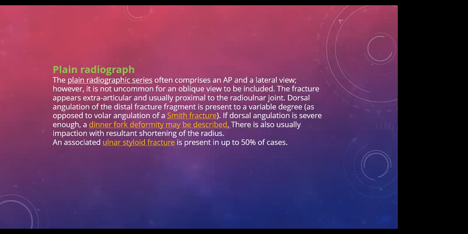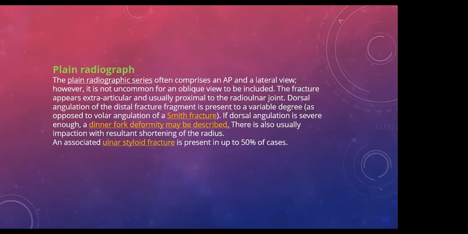The plain radiography series often comprises AP and lateral views. It is not uncommon for an oblique view to be included. The fracture appears extra-articular, usually proximal to the radio-ulnar joint. Dorsal angulation of the distal fracture fragment is present to a variable degree, as opposed to a volar angulation, Smith fracture. If the dorsal angulation is severe, a dinner fork deformity may be described. There is also impaction with resultant shortening of the radius.